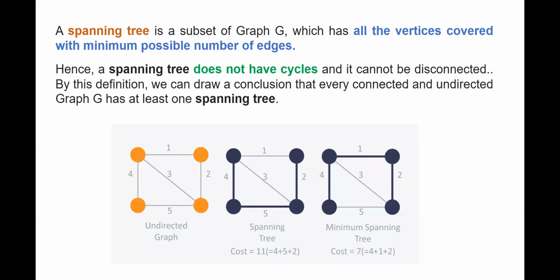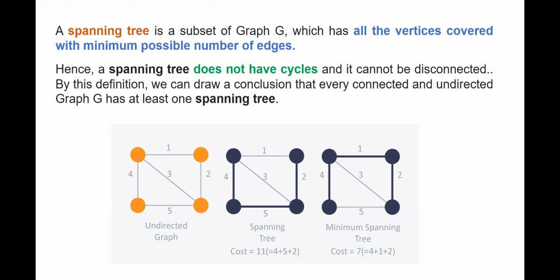For example, if there are 10 vertices, 10 minus 1, 9 edges. If there are 2 vertices, only one edge. Such that if there are n vertices, n minus 1 edges must be present in the spanning tree. The given graph may contain any number of edges, but the spanning tree must contain only n minus 1 edges.